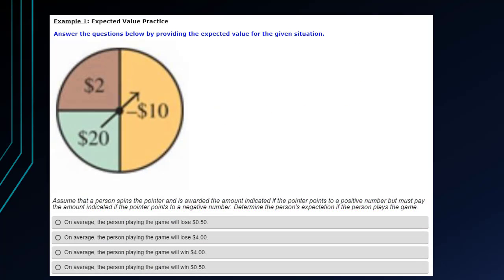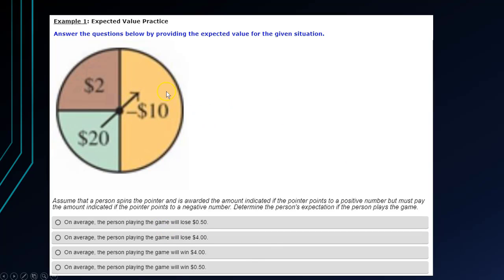For this next one, you're given this spinner, and you're assuming that the person who spins the pointer is awarded the amount indicated on the pointer points. If it's a positive number, they are awarded that amount, and they must pay the amount indicated if it lands on a negative number. So they want you to determine the person's expectation if the person plays the game. And so you have a couple of choices here.